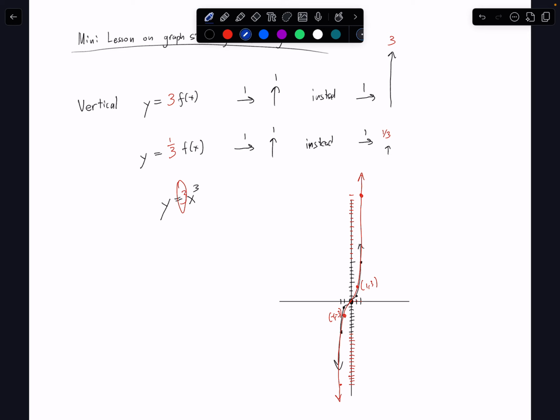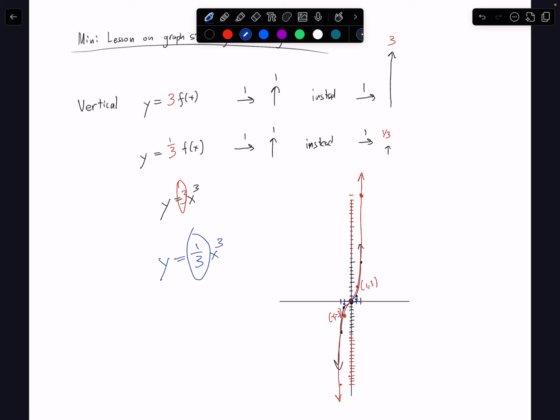Okay, on the other hand, let's say you had something like y equals 1/3 x cubed. Whereas normally you go out 1, up 1, now you're going to go out 1, up 1/3 of that. So out 1, up 1/3, it's like over here. And left 1 and down 1/3, it's like over here. I don't know if you guys can see this. It's really tiny. I made my ticks small so I could fit 24.